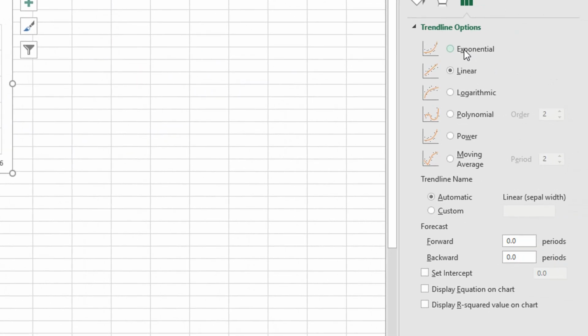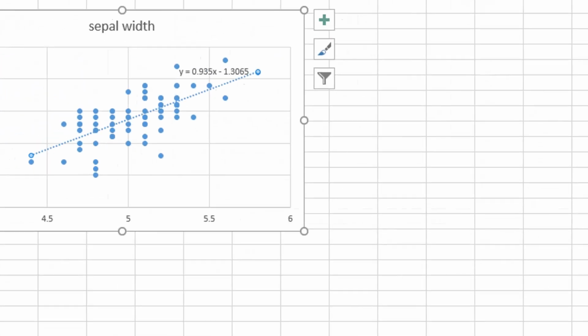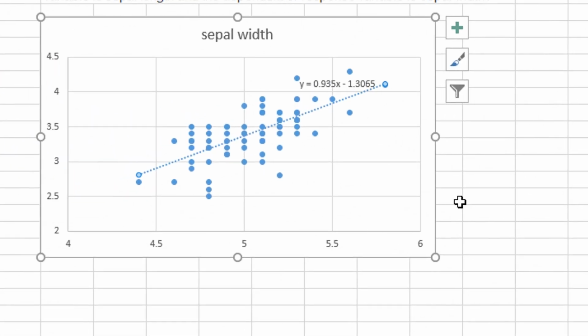And what you'll see is I can actually go down to the bottom. This allows me to have other kinds of trends besides linear, but we're not going to deal with that in this class. I'm going to go down to the bottom and say I want to display the equation on the chart. Click that and you can see now that my equation, my linear equation, is right here for me. Y equals 0.935x minus 1.3065. That's the slope and the intercept.